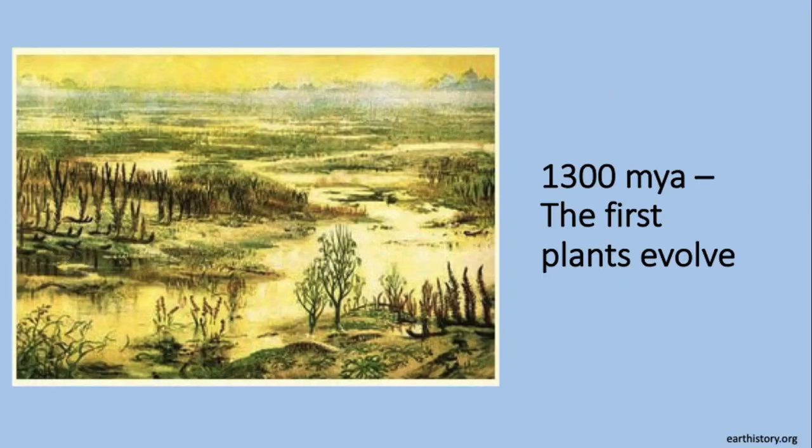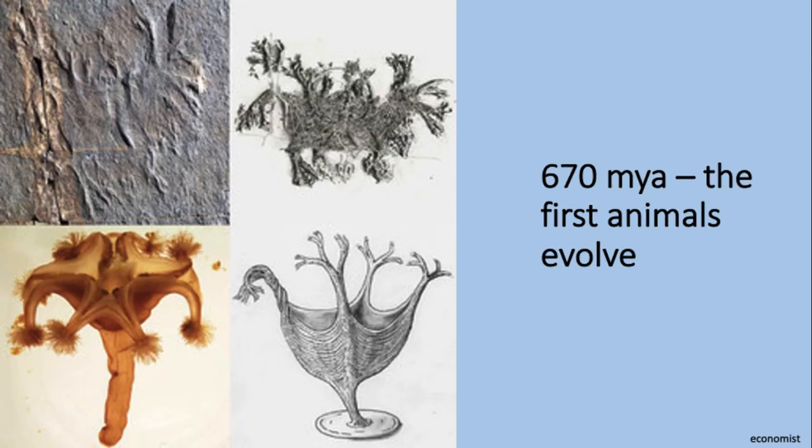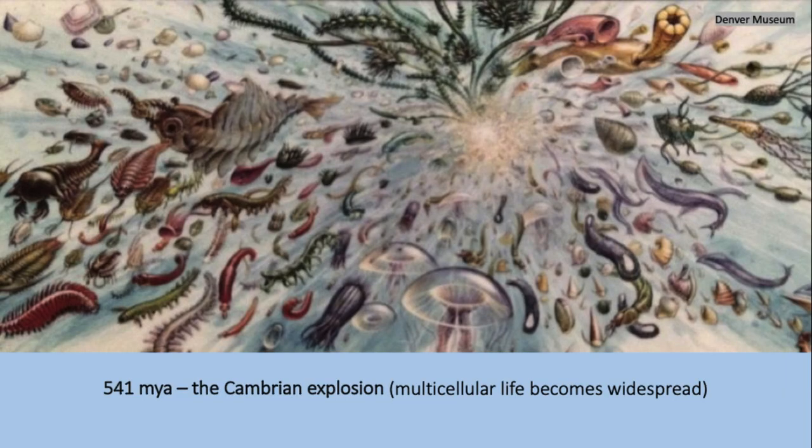About 1.3 billion years ago, we have the first plants showing up. This is still underwater, so like seagrasses and seaweeds. And then 670 million years ago, so quite a while later, we have the first animals evolving. So multicellular organisms, very, very small still, very simple organisms, but animals nonetheless.